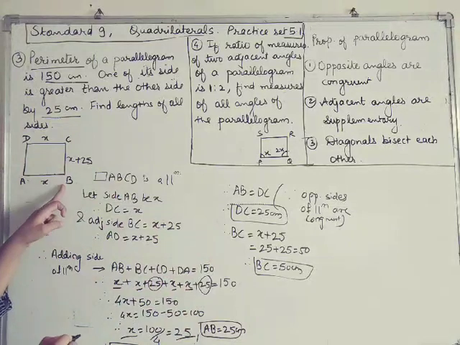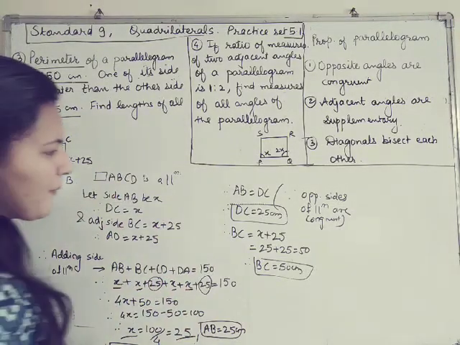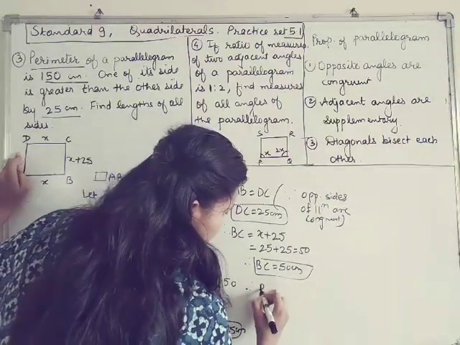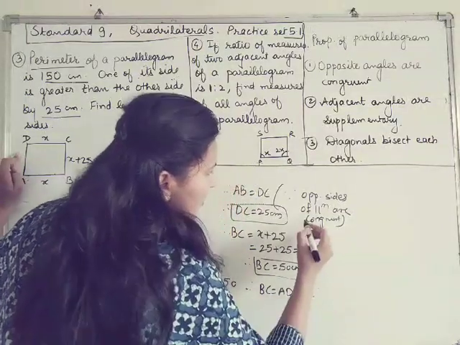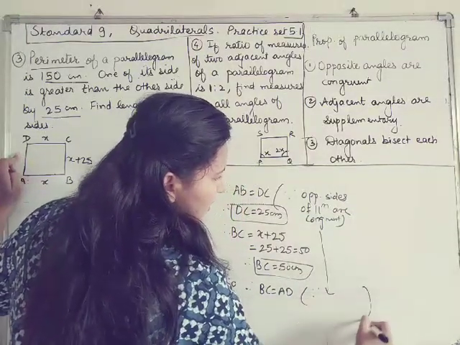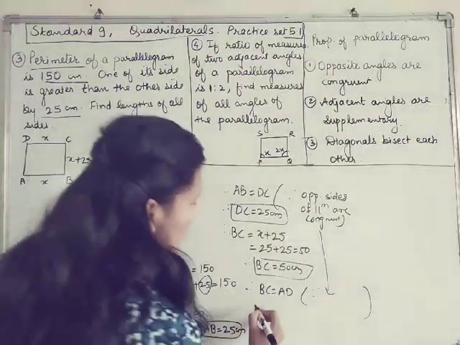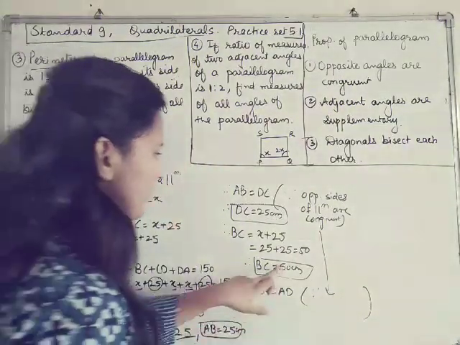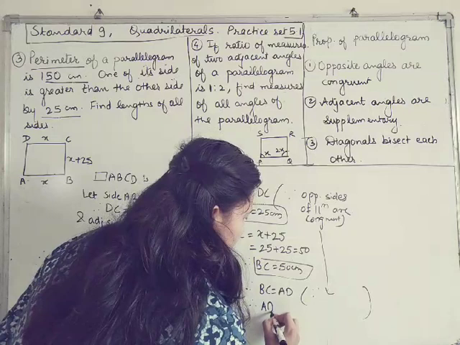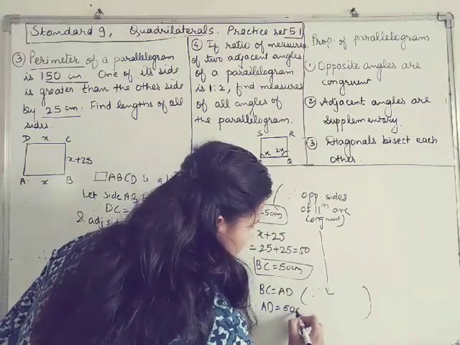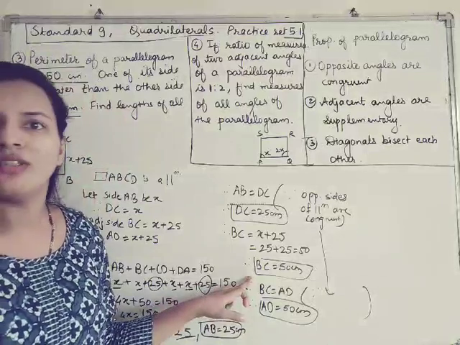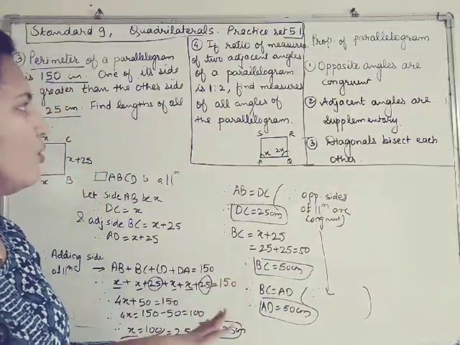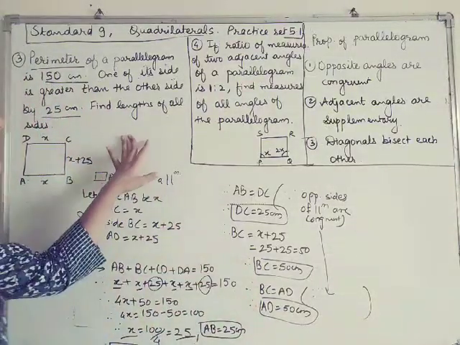Now, BC is congruent to AD. What is the property? Opposite sides are congruent. So, BC is 50. So, AD is equal to 50 centimeter as BC is equal to 50. So, this way we have completed the problem.